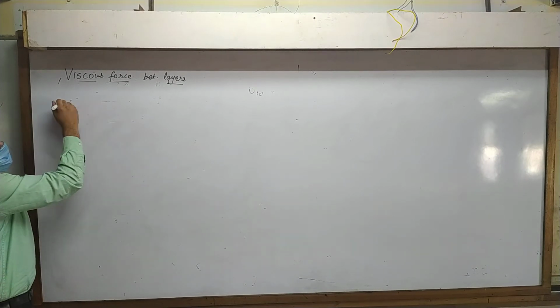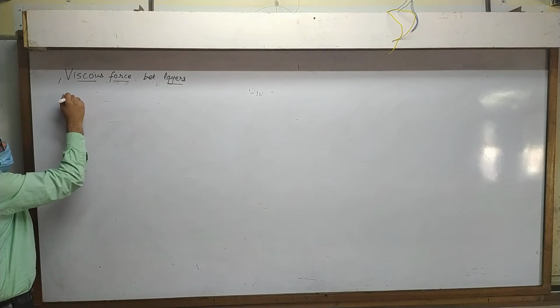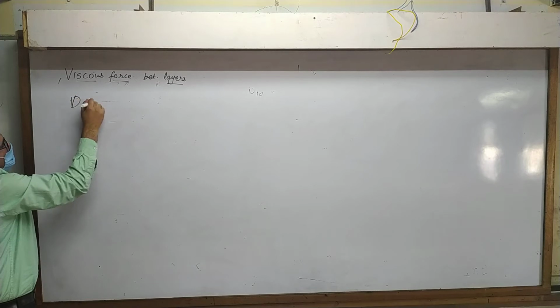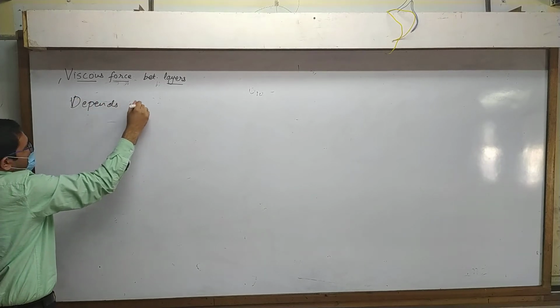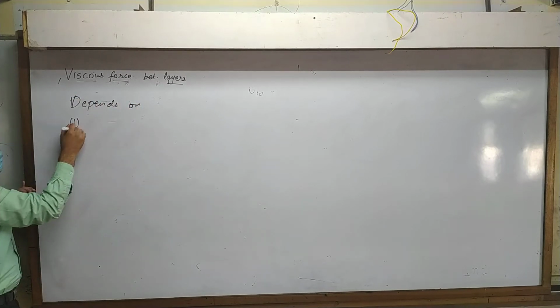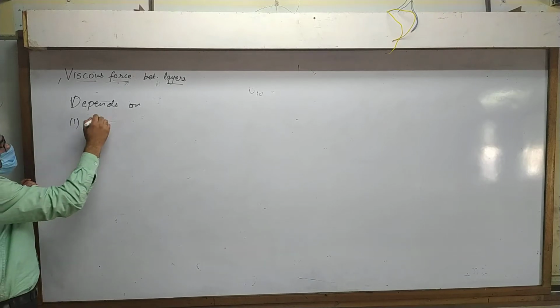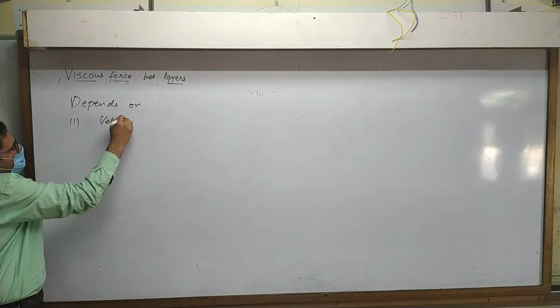So the viscous force between layers depends on a few things. Number one, understand each factor step by step, so you can get the whole relation. The first thing that it depends on is the velocity gradient.